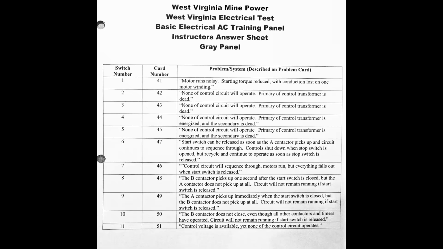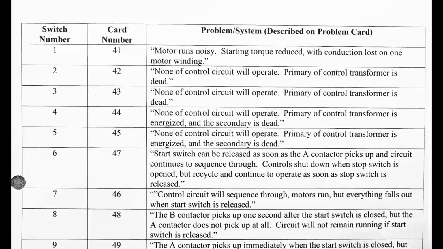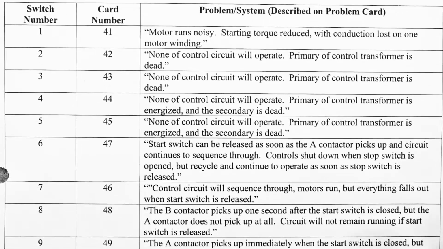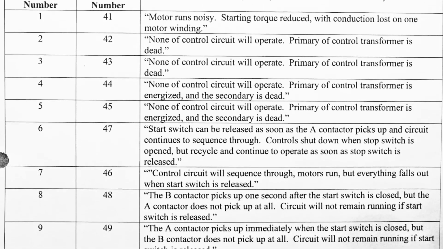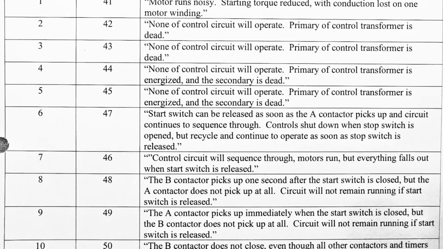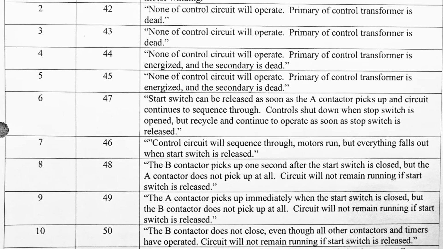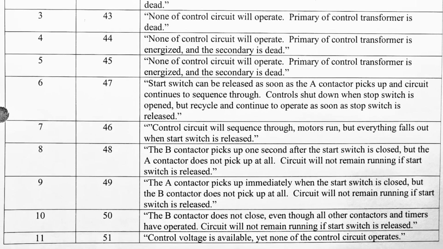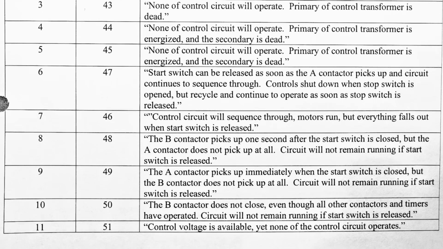Okay, this is the AC electrical programs panel, the AC panel for the West Virginia State Underground Coal Mining Test. These are the practice panels, and the AC has 11 problems. Feel free to pause the video anywhere. This corresponds with the other electrical AC panel video in this playlist.